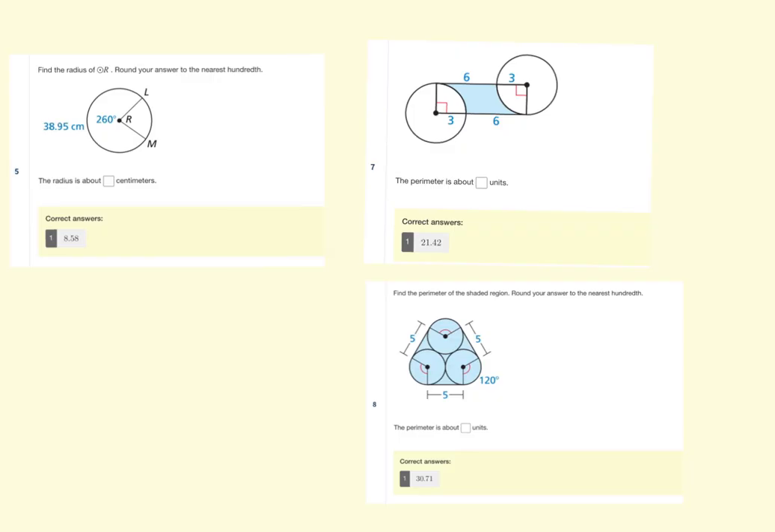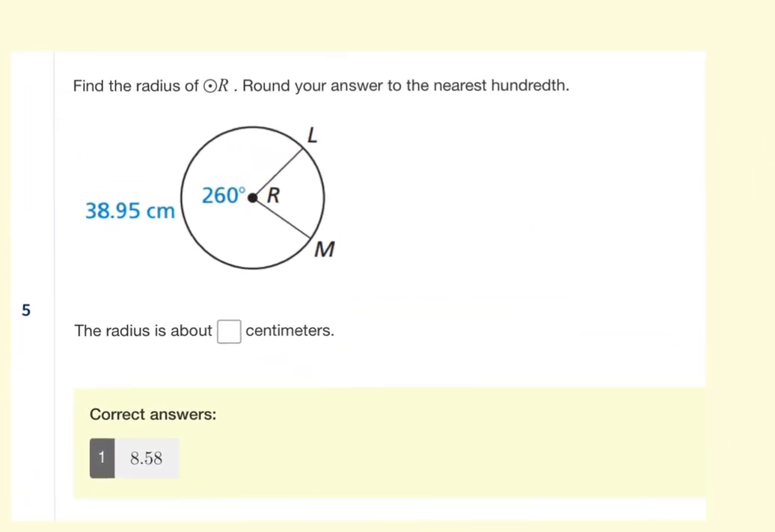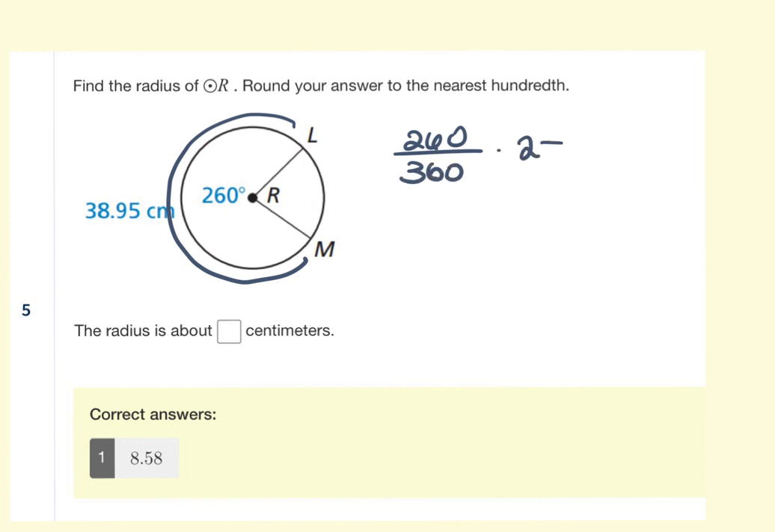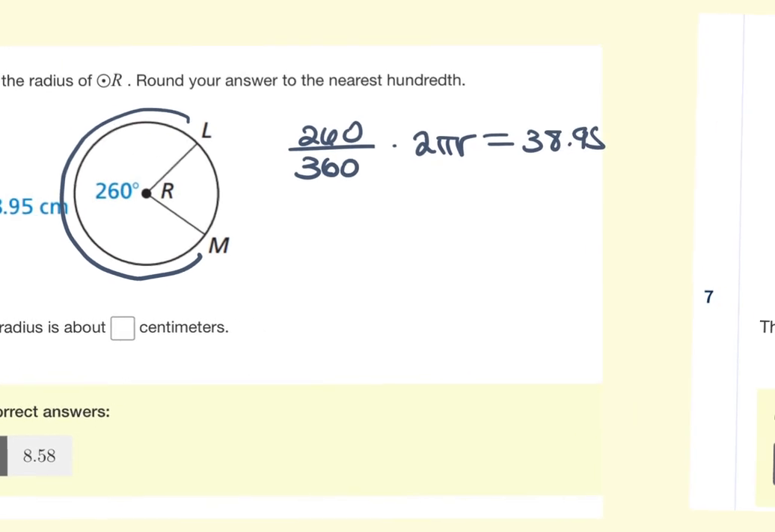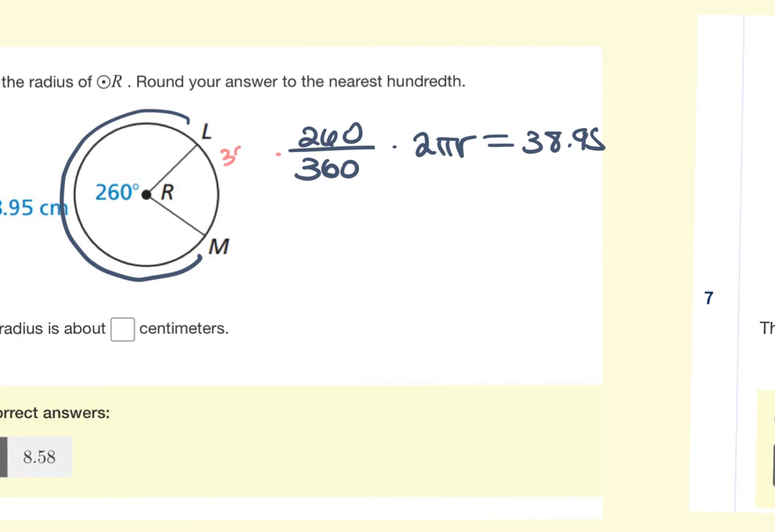Questions on the homework that came up were these. This is 5. It gives you the arc length of the big arc LM. It's missing a point in between, but if it had a name. And it gives you that's 260. So if I want the radius, it would be 260 over 360 times 2 pi r equals 38.95. Then I can multiply by 360 over 260 to get rid of that part. Those are gone, and then I can divide by 2 pi.